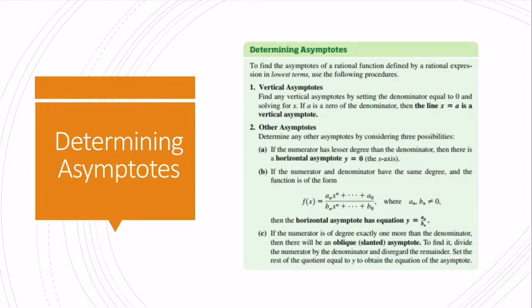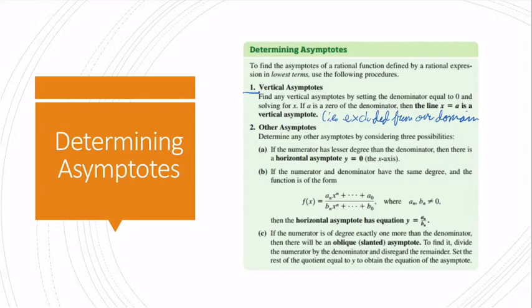So let's go over the rules of how to determine asymptotes. So 1, vertical asymptotes. You find vertical asymptotes by setting the denominator equal to 0 and solving for x. If a is a 0 of the denominator, i.e. it's excluded from our domain, the line x equals a is going to be a vertical asymptote.